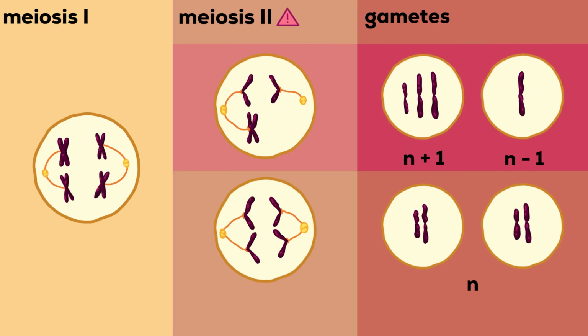If Meiosis I goes normally and nondisjunction occurs during Meiosis II, then only half of the gametes will be abnormal, while the other half will be normal. Here, the sister chromatids fail to separate, resulting in an extra chromosome for one gamete, while lacking a chromosome for the other gamete produced by the same cell.